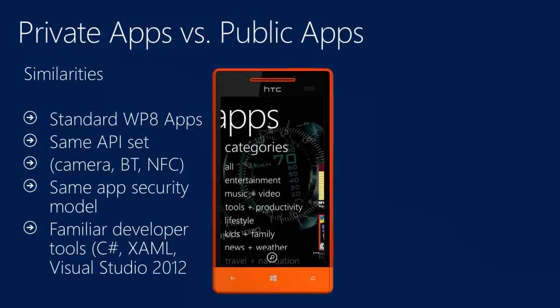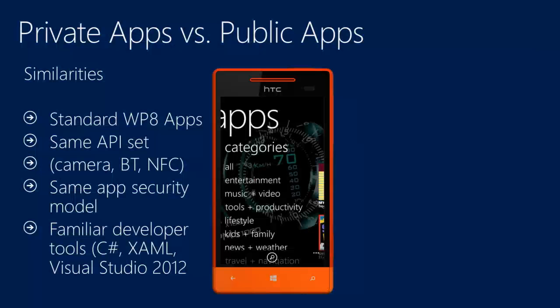So what we're talking about today is private app distribution for your enterprise. When you're building apps for your enterprise and you want to distribute them to your employees, what kind of methods are available? Well, you can do private distribution yourself, or you can do public app distribution in the Windows Phone store, and then actually go through that process. So we'll actually talk about the similarities here.